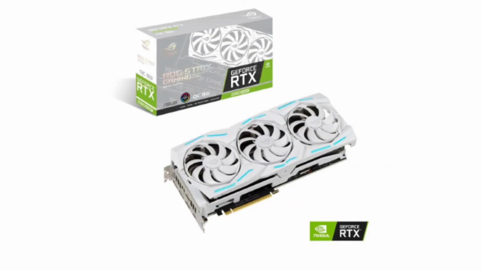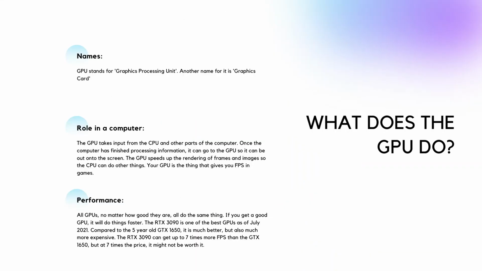The next main PC part is the GPU. It looks like that, or it can look like anything similar to that. GPU stands for Graphics Processing Unit. Another name for it is just graphics card. They're all the same thing.